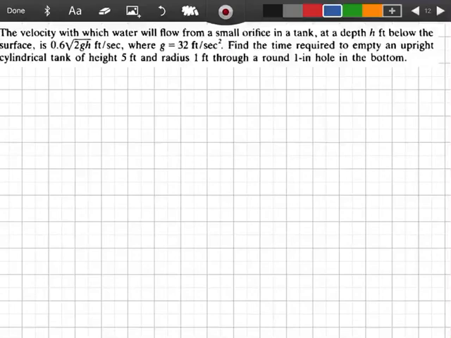Okay, so for the last problem, we have a cylindrical tank. The velocity with which water will flow from a small orifice in a tank at a depth h below the surface is 0.6 square root of 2gh feet per second, where g is equal to 32 feet per second squared. Find the time required to empty an upright cylindrical tank of 5 feet and radius 1 feet through a 1-inch hole in the bottom.